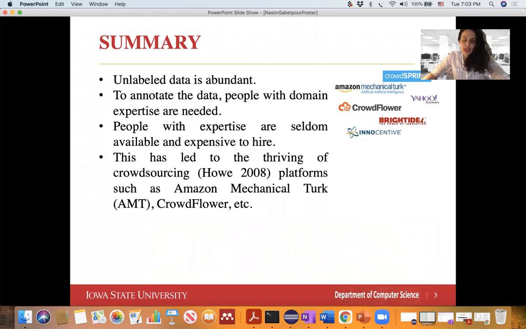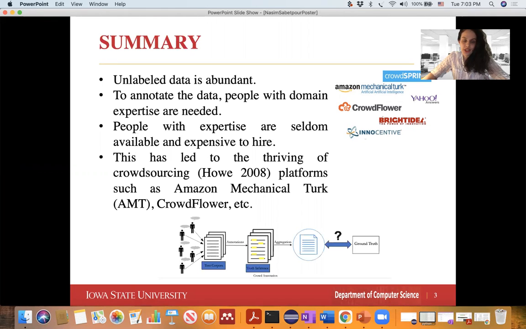As annotators actually lack expertise, the annotation provided by different workers cannot be used directly as ground truth in order to train the machine learning model. This has led us to the foundation of this research, which is annotation aggregation.